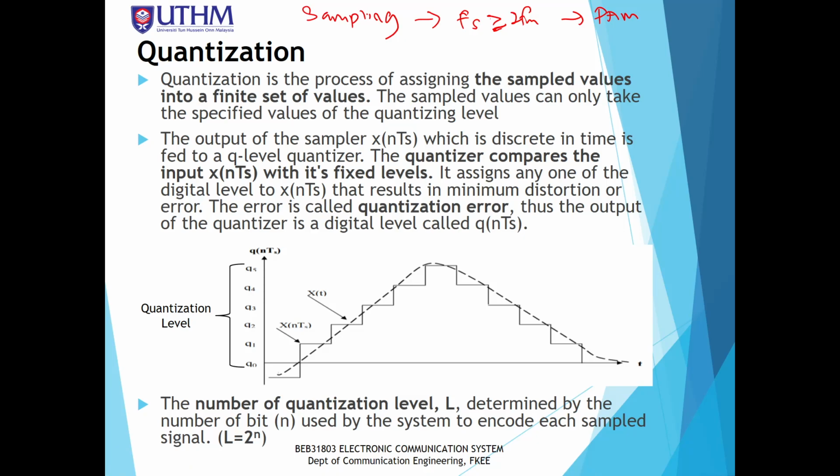So quantization is the process of assigning the sample values in the sampling process into a finite set of values. Okay, so the sample value can be taken from the specified value of the quantized level. So actually, in the quantization, we are rounding up the sample value to the nearest quantized level.